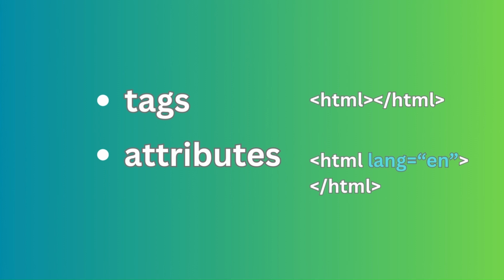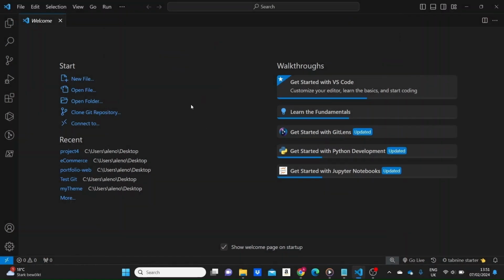So the best code editor to actually code in HTML would be Visual Studio Code, and that is what we are using today. Here we are in Visual Studio Code, and it is actually a good practice before starting a project in VS Code to create an empty folder and then to open that folder so that every file that we create will be stored in that same folder or in the same directory, so to say.